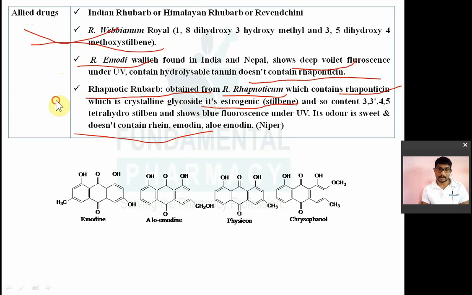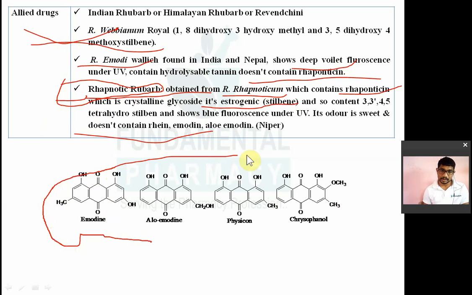Then rhapontic rhubarb, Rheum rhaponticum. It consists of rhaponticin, a non-hydrolyzable tannin, and a crystalline glycoside known as stilbene. So again it is estrogenic in nature, so it is contraindicated in ladies. Rhapontic rhubarb के बारे में NIPER में क्वेश्चन. These are the aglycone structures. इमोडिन का स्ट्रक्चर कैसे होगा, एलोइमोडिन का कैसे होगा, क्राइसोफेनॉल क्या है, फिसिकोन क्या है, ठीक है.